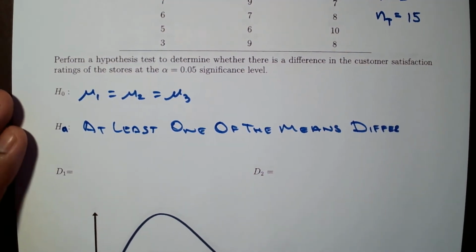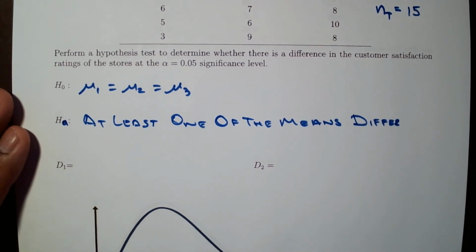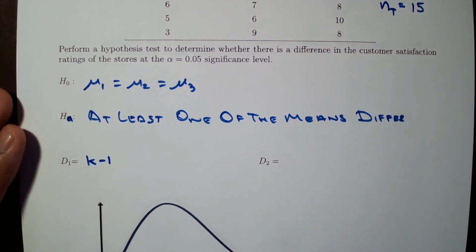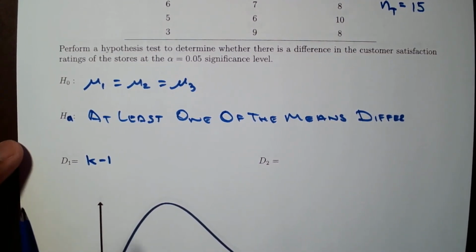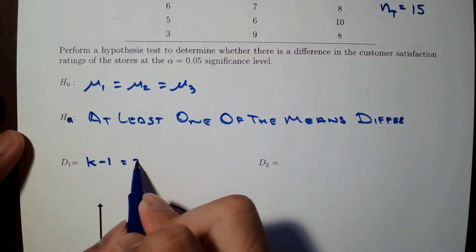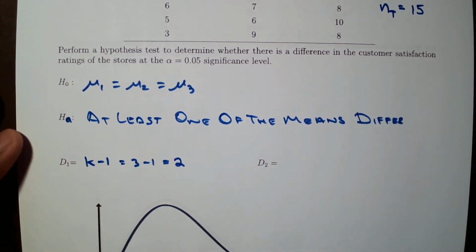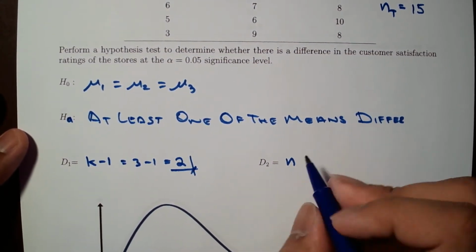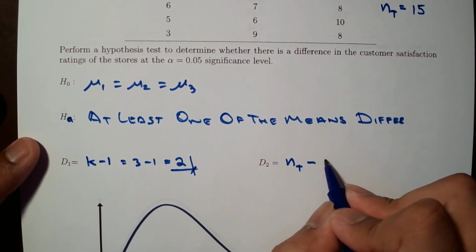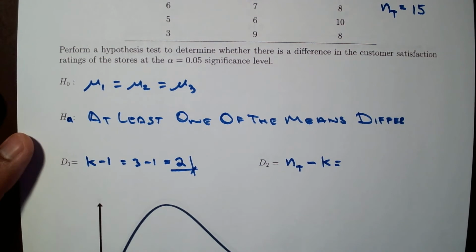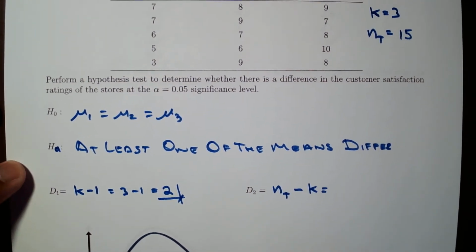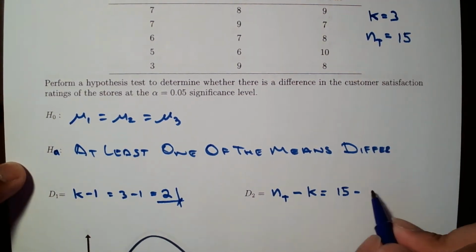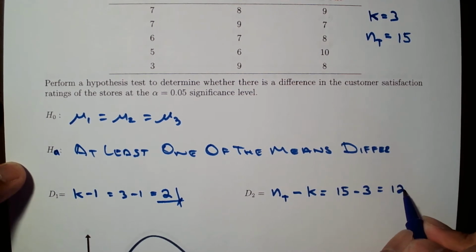Okay. So we need to calculate D1 and D2. Let's recall the formulas for D1 and D2. D1 is K minus 1, very similar to chi-square, only for one of the degrees of freedom, 1 less than the sample size. So that is 3 minus 1, which is 2. D2 is the total number of observations minus the number of categories, or the number of samples, in this case NT, which is 15, minus K, which is 3. So 15 minus 3, that's 12.